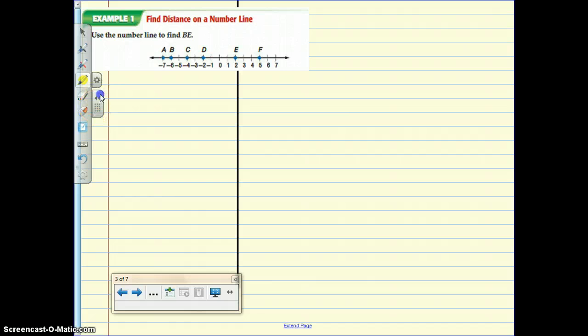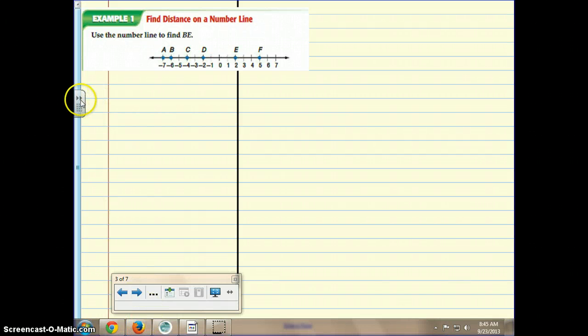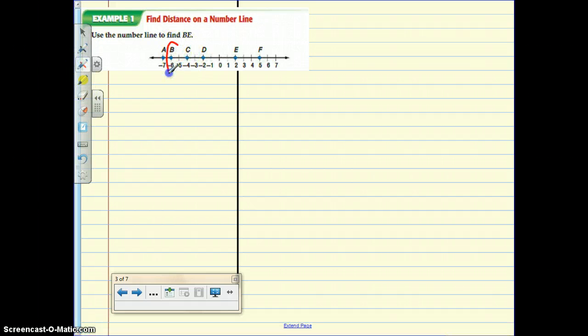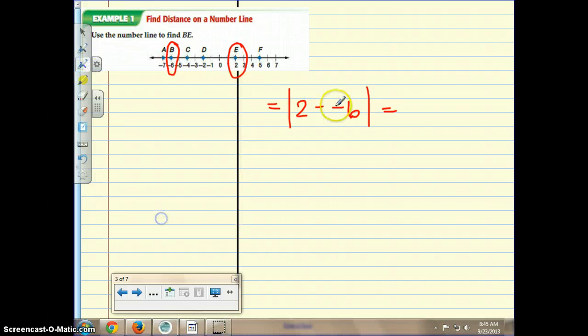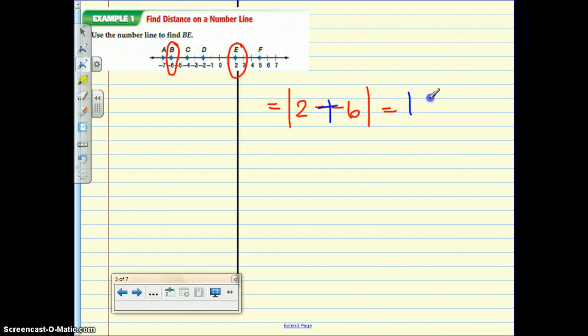So for example, if we have this number line and we are trying to use it to find the distance of BE, let's see, there's B, -6, and E is 2. That just means we are going to take the absolute value of 2 minus -6, which is the absolute value of 2 plus 6, which is the absolute value of 8, and we know that is 8. Of course, you could have gone the other way around and you would have gotten the same answer. So on a number line, very intuitive.